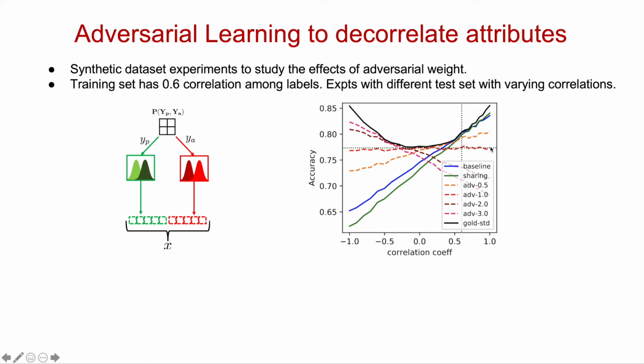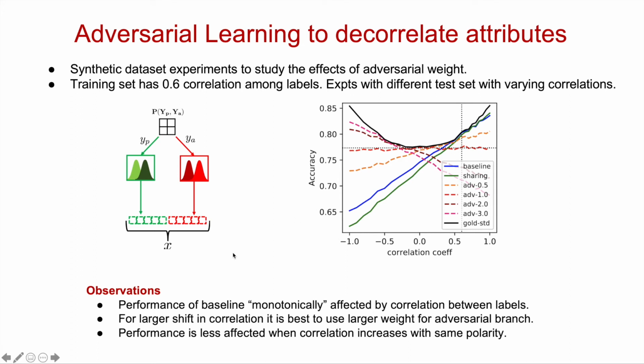The models being compared here are baseline, which doesn't use the auxiliary label, and sharing, which means the model is trained to predict both primary and auxiliary label. It's like multitask learning, that is, no gradient reversal. And then this ADV 0.5 means adversarial learning with adversarial weight of 0.5, and ADV 1.0, 2.0, 3.0 mean those weights for adversarial learning. And the gold standard, which is skyline here, is when the model is trained on the test set and tested on the test set. That is the highest accuracy we can achieve.